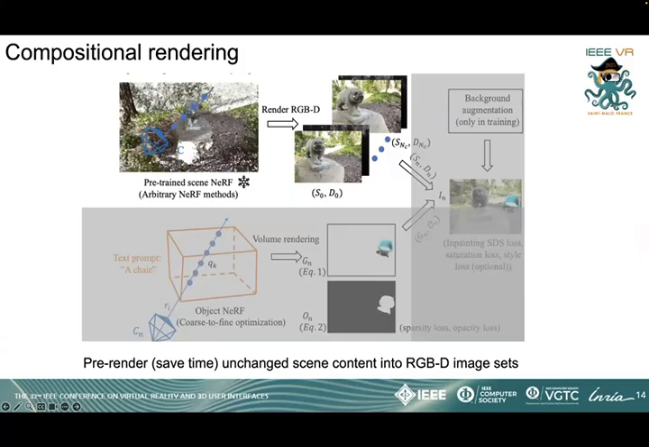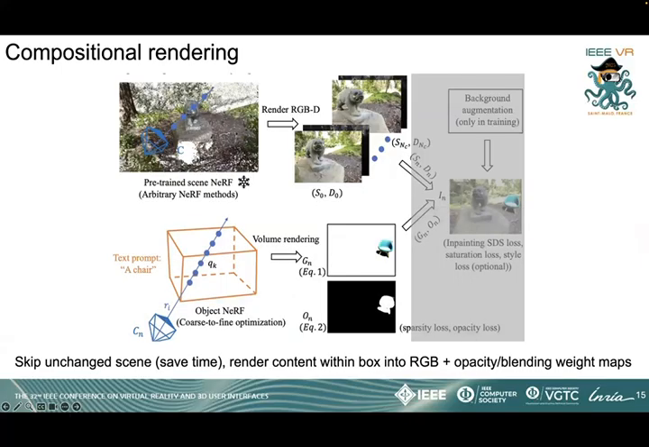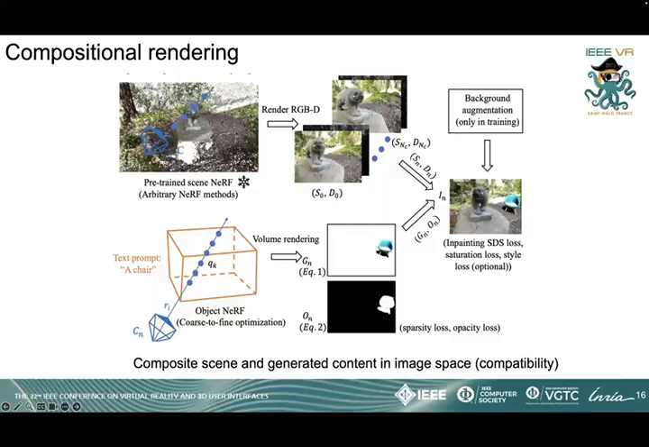Our compositional rendering can be divided into 3 parts. In the first part, we pre-render unchanged scene content into RGBD images. In the second part, we use volume rendering, but skip unchanged scene content, to render generated content in the 3D bounding box into an RGB image and a corresponding blending weight or opacity map. In the third part, we blend the rendered object content into the 3D scenes using the optimized blending weights in the image space.